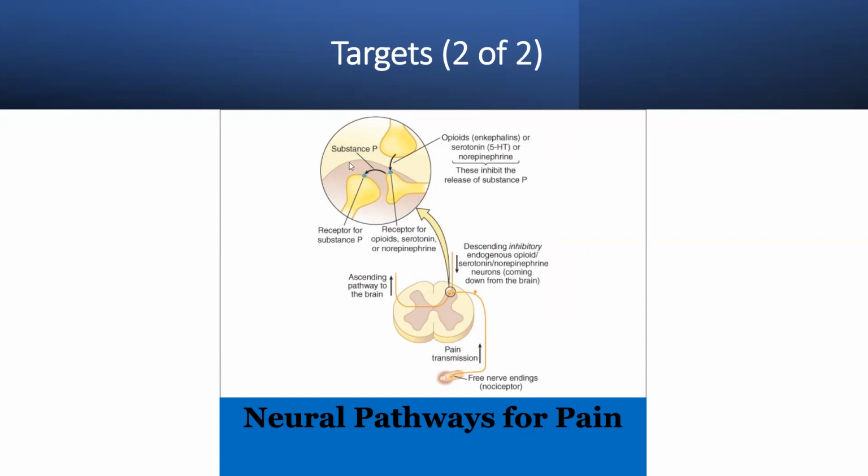Now, in the brain, it acts and results in a descending inhibitory endogenous opioid, serotonin, norepinephrine neuron coming down from the brain. So that's how the neural pathway goes. The pain transmission goes to the spinal cord, then to your brain. From the brain, it acts as it has to, and then it comes back to the spinal cord and goes back to your nerve endings.